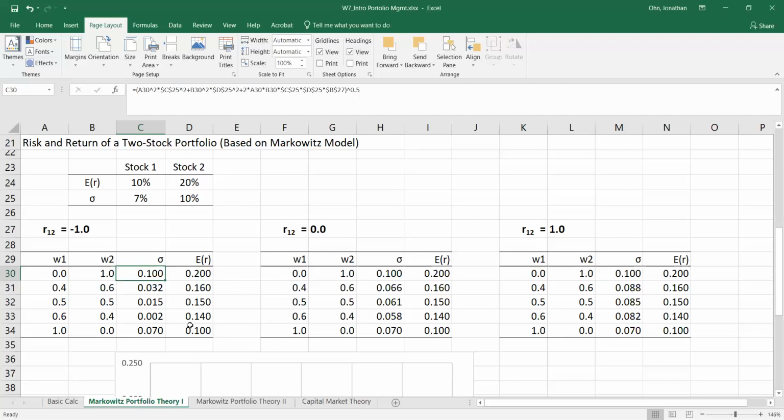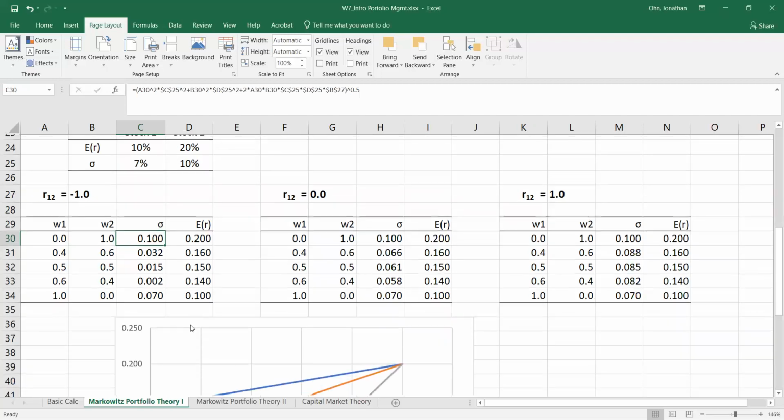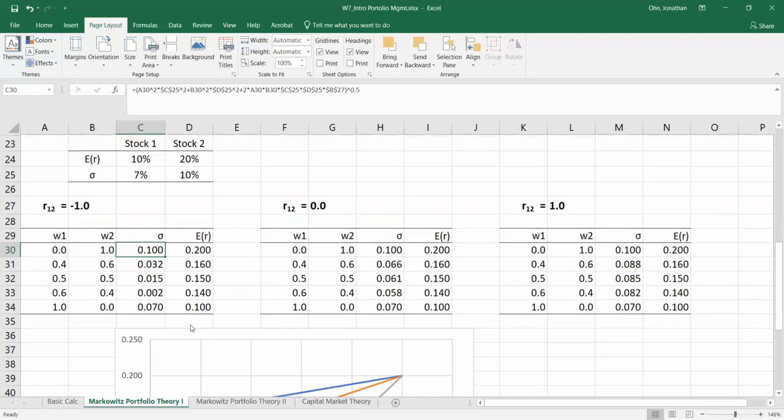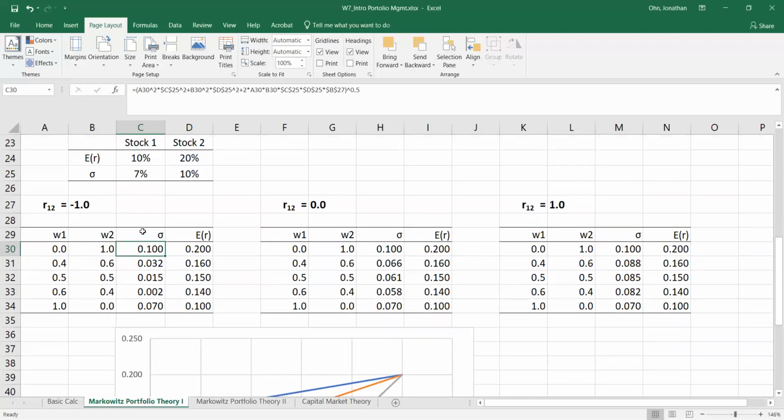Okay, the next one. Now I'm going to show all these numbers calculated. This is portfolio risk, portfolio return for the case with the correlation coefficient -1. That's perfect negative correlation. This one is the case for the 0 correlation coefficient. This one is the case of the perfect positive correlation, right?